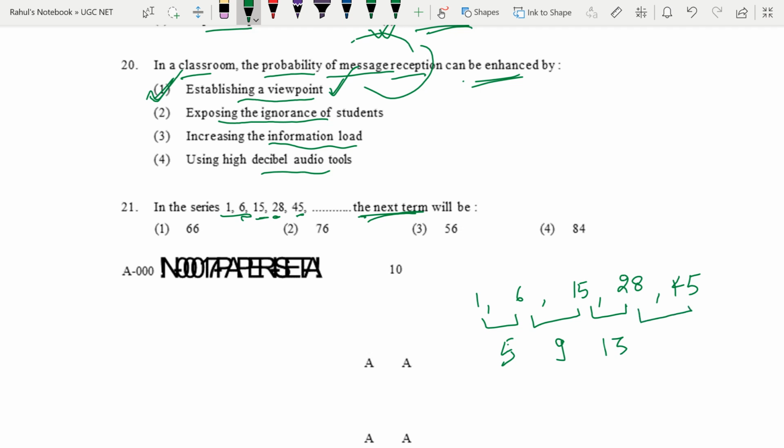45 minus 28, what is it? 17. So if you observe, here is a gap of 4. It is a gap of 4. Gap of 4. So again I need to create a gap of 4. So 17 plus 4, it is nothing but 21. And you should add 21 here. After adding 21 to 45, you will get 5 plus 1 is 6, 4 plus 2 is 6, that is 66. Option A is the correct answer.